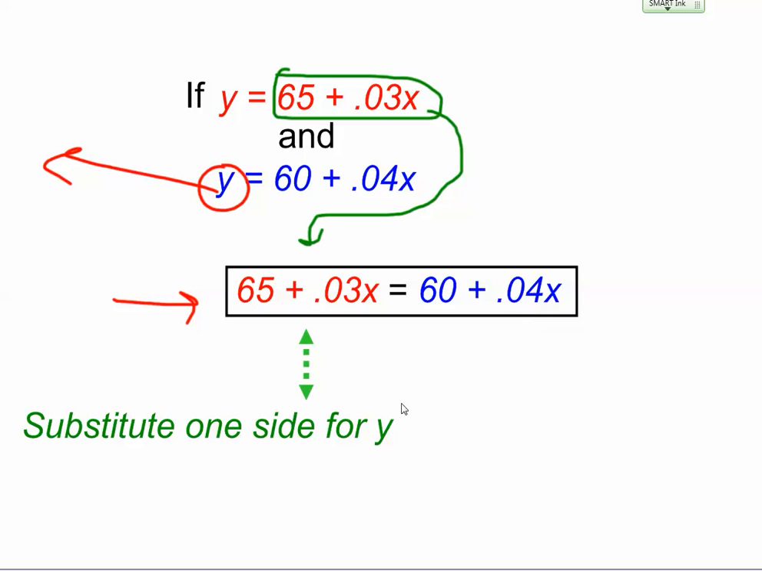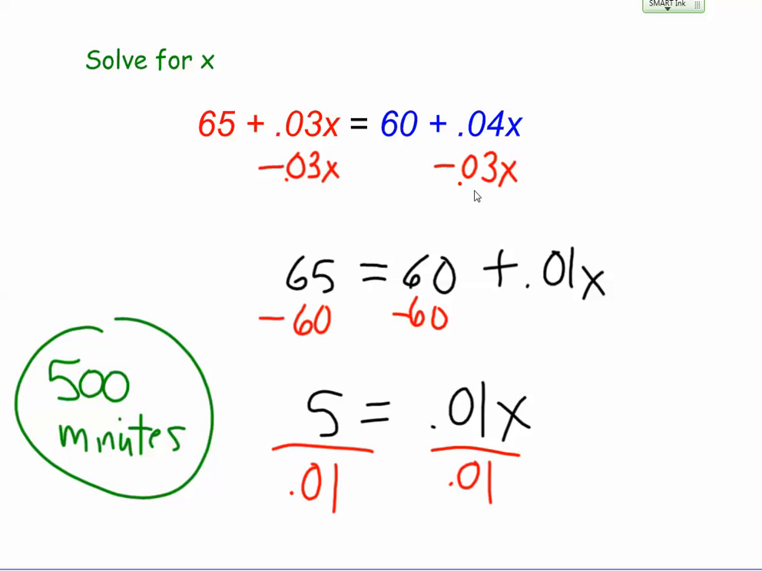and then we solve this system of equations for x. So to do that, we're going to subtract 3/100 of x from both sides, and then we subtract 60 from both sides, and then we want to isolate x, so we divide by 1/100th, and we get 500 minutes. So if we graph these on the x-axis, Flash and Horizon would cost the same at 500 minutes.